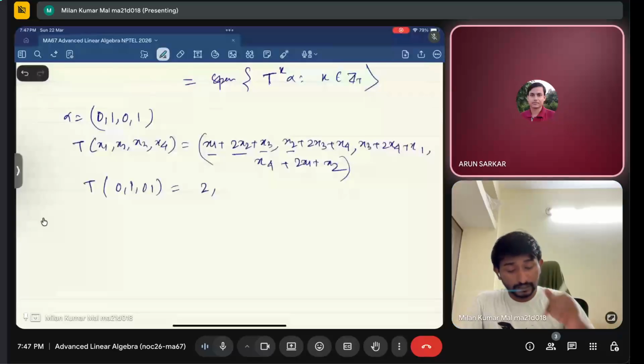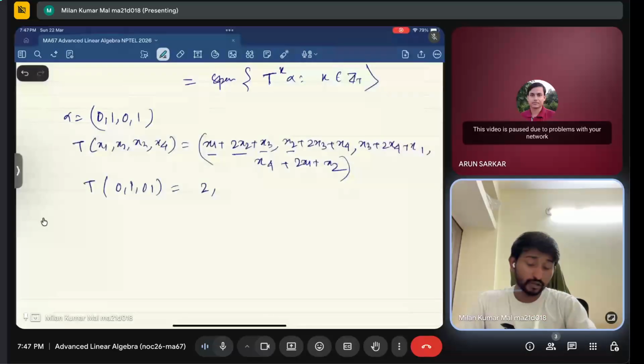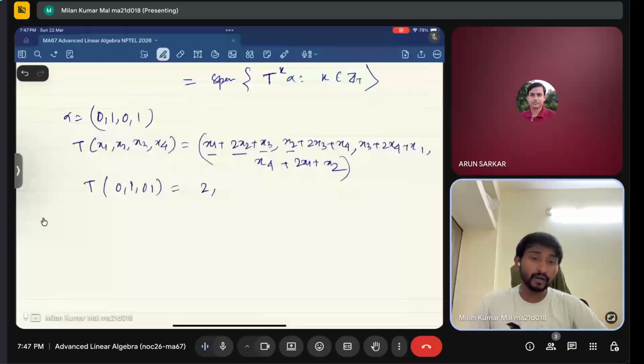Okay, so let's understand this, and after that, I will try to explain once again what the primary decomposition and what the cyclic decomposition theorem says. That may help you a little bit.